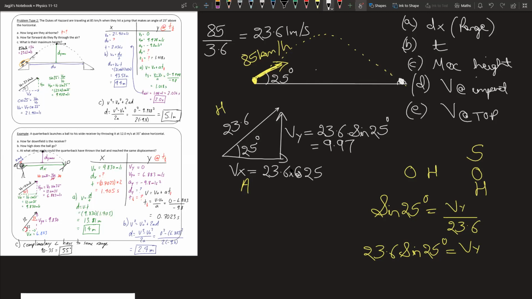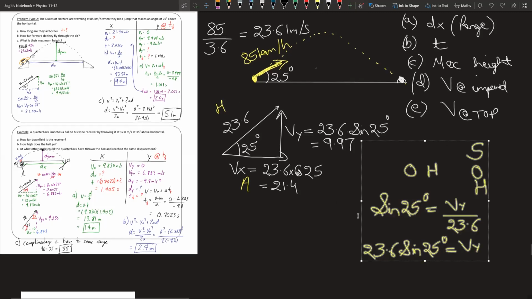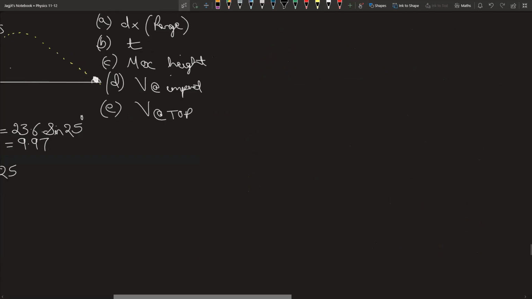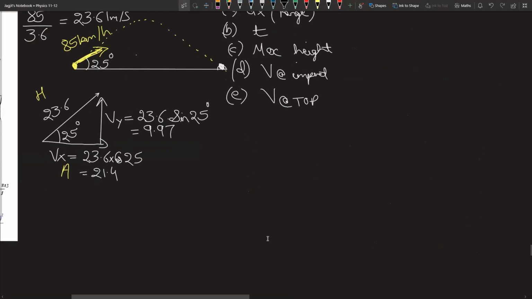So 23.6 times cos 25, let's punch it in. That gives me 21.4. Do you guys agree? So step number one in all of these projectile questions is to break up your initial velocity into its x component and its y component. That's the most important part. Once you've done that, folks, the rest is easy.